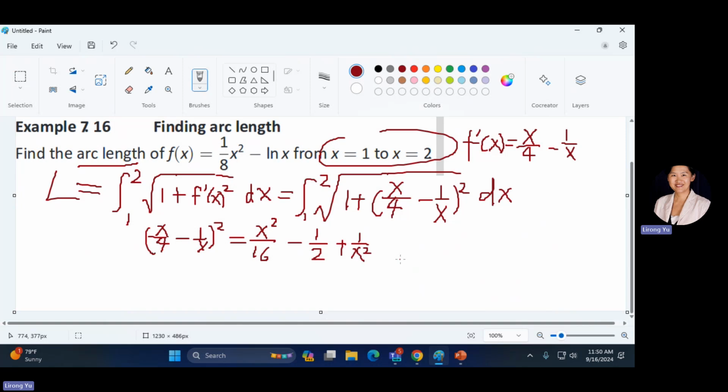Now let's look at how it looks if you add 1. If you have 1 plus (x over 4 minus 1 over x) squared, realize that the 1 will not affect the x squared, and it will not affect the 1 over x squared, but it will affect the minus 1/2. So if you have 1 plus minus 1/2, it becomes positive 1/2. So this is how it looks: x squared over 16 plus 1/2 plus 1 over x squared.